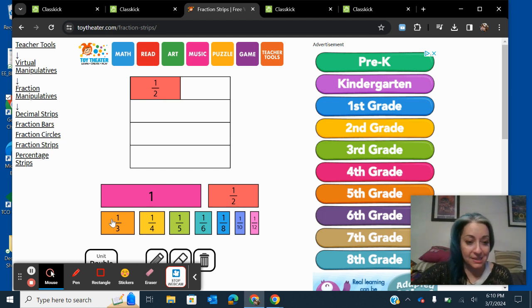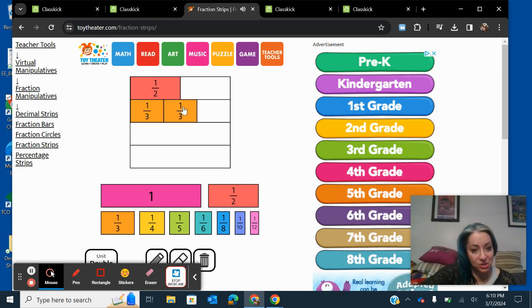Let's say I want to see, okay, can I put thirds together to make it exactly the same size as 1/2? No, I sure can't. Look, it's too big. If I take 1/3 away, it's too small. Think of it like Goldilocks. It's not just right. So let me take those away. Let's try another one. Let me try fourths. Okay. 1/4. Oh my gosh, 2/4. So these are going to be exactly the same size. 1/2 is exactly the same size as 2/4. So thinking about that, 1/2 is equivalent to 2/4.